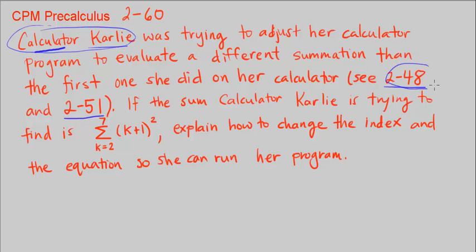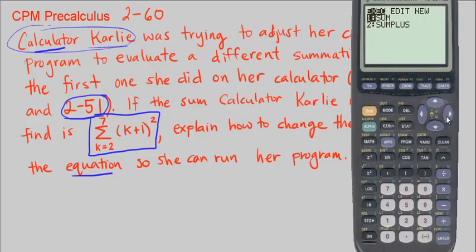This explains how to program in your calculator. So if the sum Calculator Carly is trying to find is the sigma notation from the index k equals 2 to 7 of the argument (k plus 1) squared, explain how to change the index and the equation so she can run her program. In number 248 and 251, you built a program called sum. In sum you actually program the index.